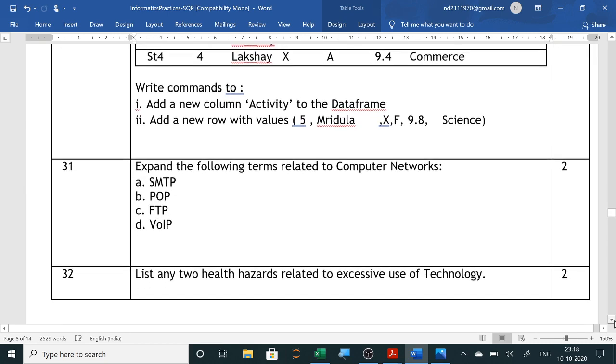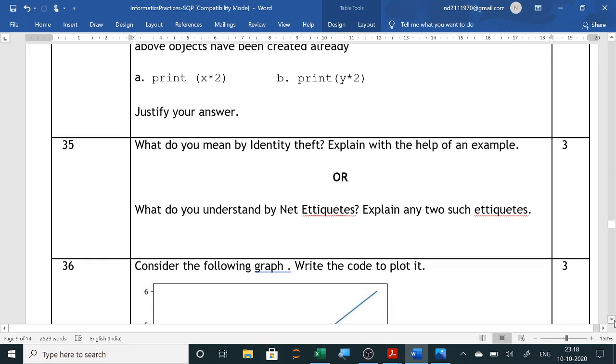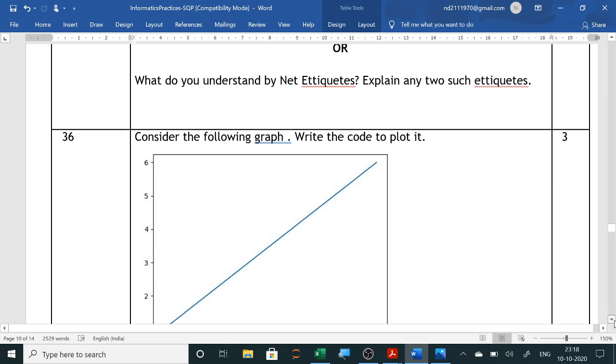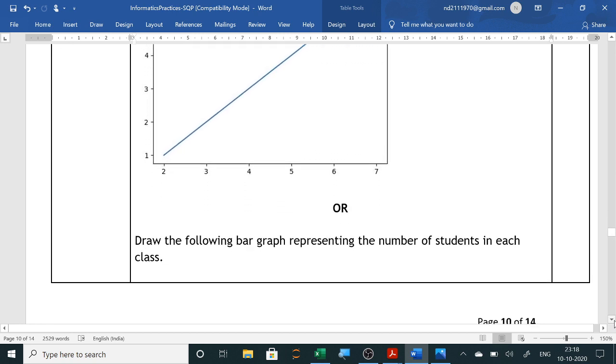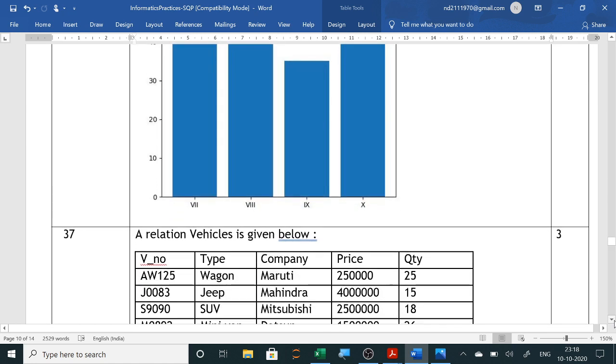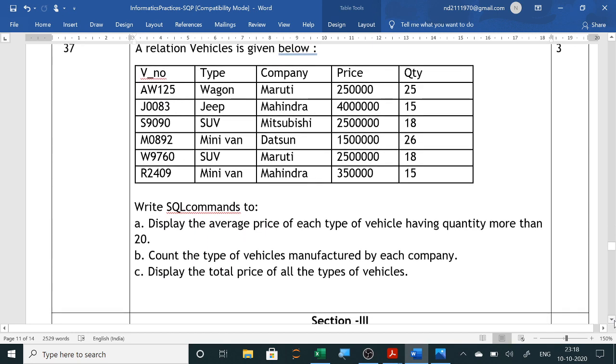Today we are seeing how the pattern of the CBSE is. So 2 marks here you have seen, 10 questions are given. Now 3 marks questions, you have section 2, 4 questions. Now in this also you can see internal choices. In question number 35 and 36, internal choices are there. So we have to write the output and we have to write the code. So here the graphs are given and we have to write the program. So these are of 3 marks.